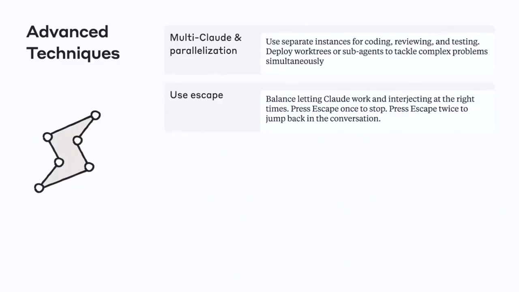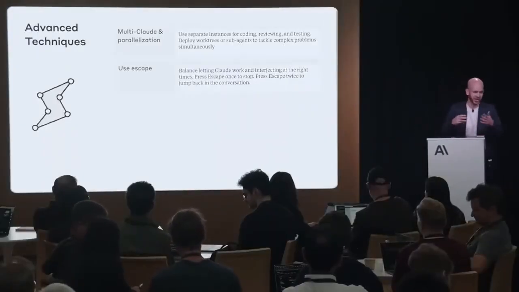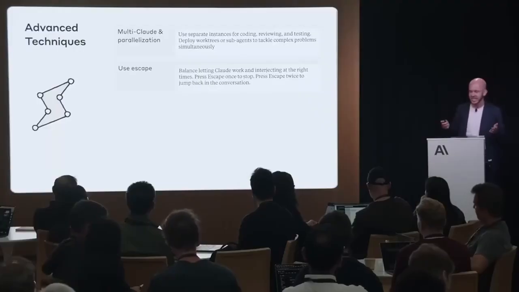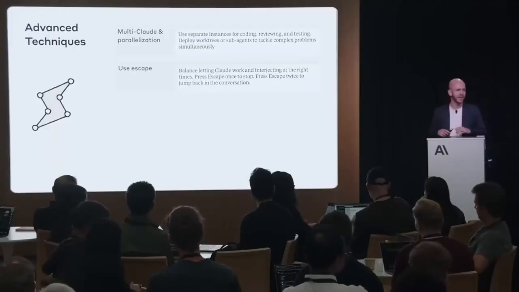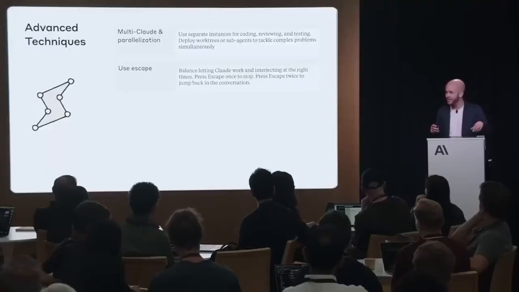Use Escape. So Escape is your best friend. While Claude is working, you can keep an eye on what it's up to, and you can press Escape to stop it and interject and say, hey, I think you're going on the wrong path, or I want you to do something else. Knowing when the right time to press Escape is versus just letting Claude figure it out is key to getting the most out of the tool. And there's a hidden feature, not too many people know about it, but if you press Escape twice, you can actually jump back in your conversation. You can go back and you can reset.